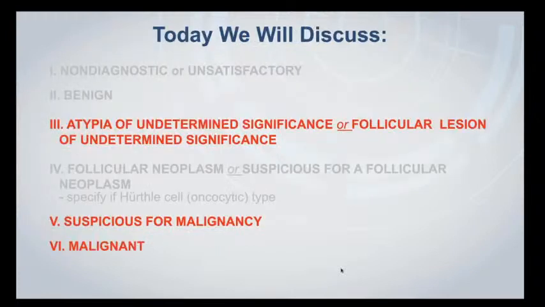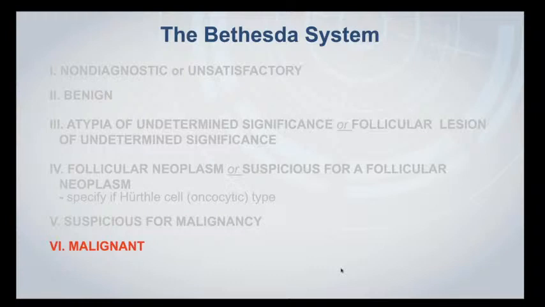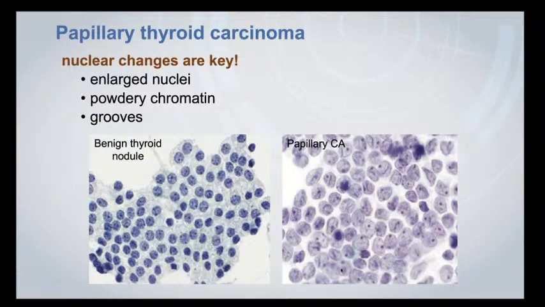So today we'll discuss the remaining three categories, and I'm actually going to go backwards. We're going to start with the malignant category. And of course, we're going to start with papillary thyroid carcinoma, which is by far the most common malignant tumor that we see in the thyroid. Roughly 85 to 90% of thyroid cancers are papillary thyroid carcinoma. So here on this slide, I've put side by side an image of a benign follicular nodule on the left with an image of a papillary thyroid carcinoma on the right.